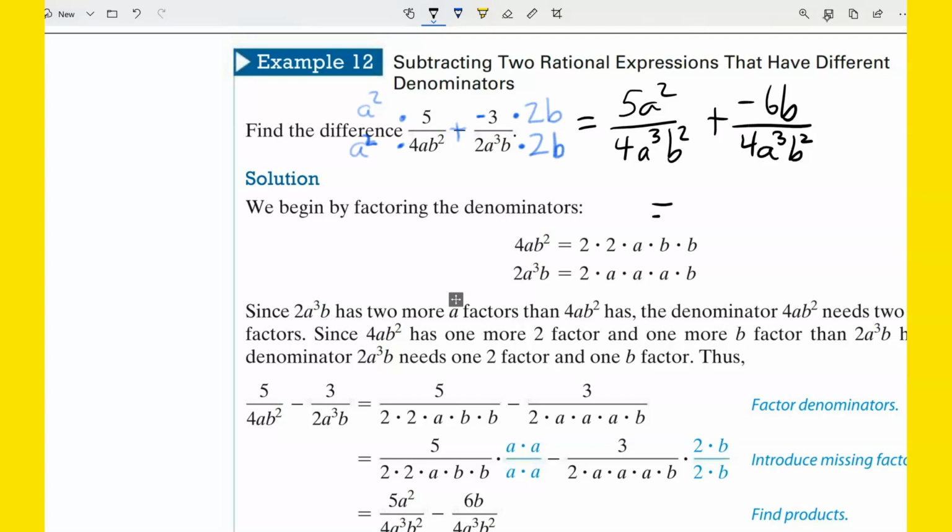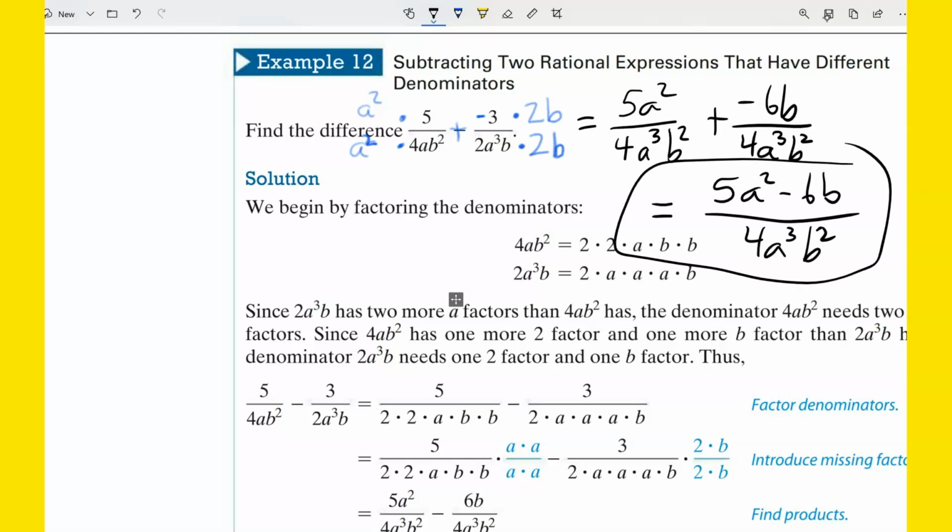So now I just combine it into one single fraction, and I get 5a squared minus 6b over 4a cubed b squared. There's no factoring or simplifications that I can do, so that's my final answer.